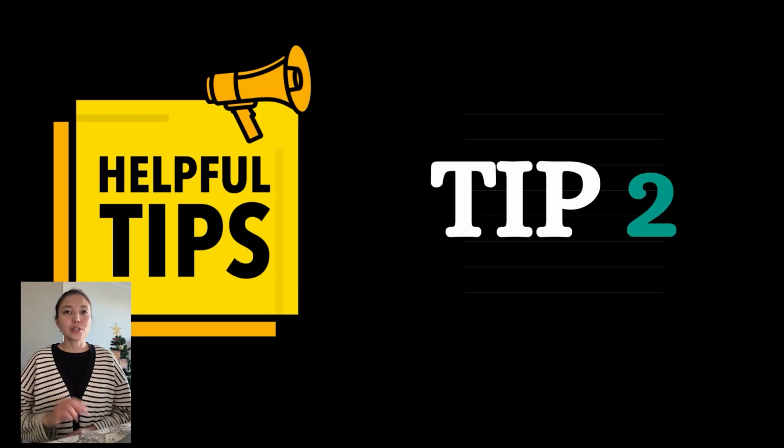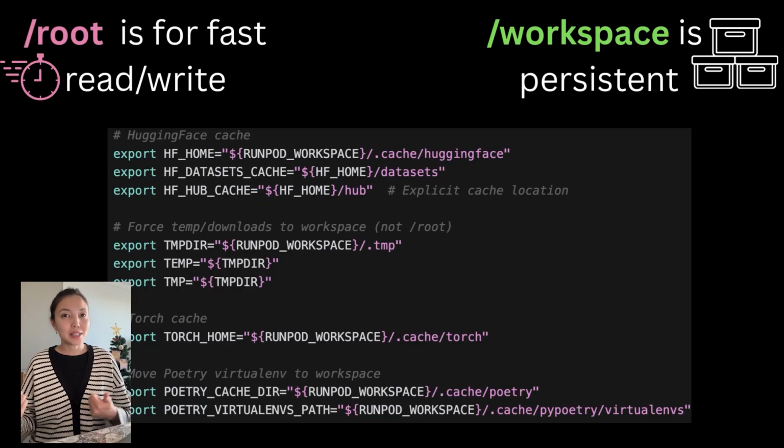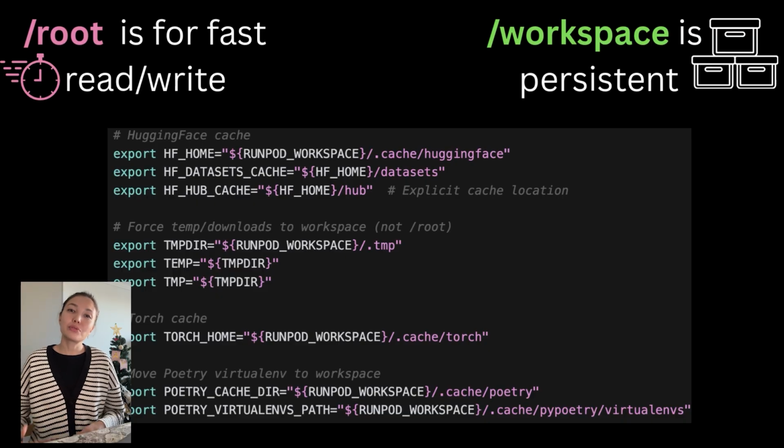So tip number 2, you need to know the difference between the root and workspace directory. I recommend you to store your code on the root directory because it's fast for reading and writing operations, but store all your data, cache, model parameters, everything like experiment outputs under workspace because it's permanent, and you can stop Runpod and then spin it up again, restart it actually, and your data is still under workspace.